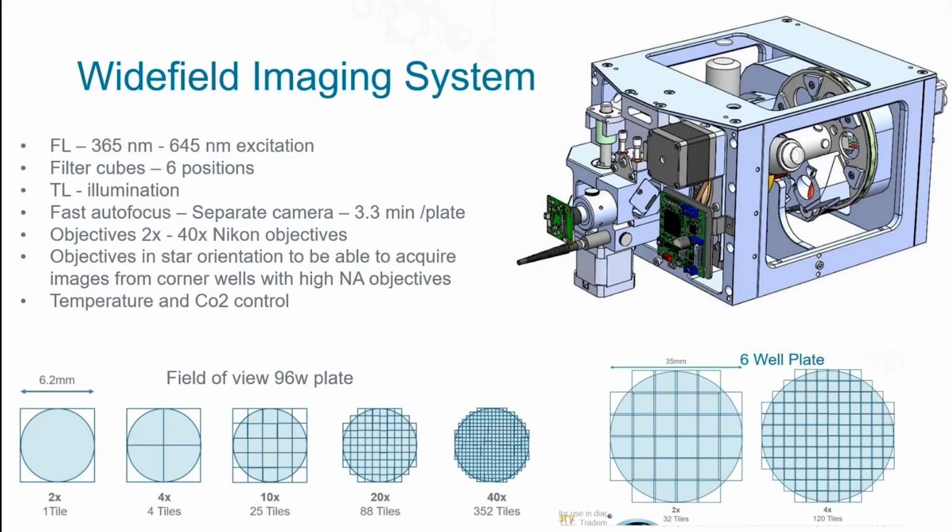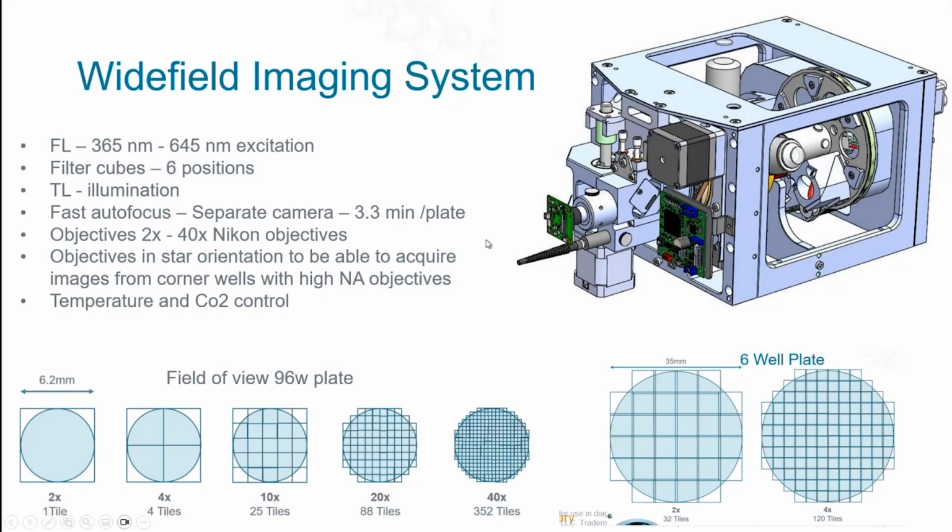We support objectives between 2x and 40x magnification, and the objectives are oriented in the starlight configuration, as it can be seen here on the right-hand side, to allow the image acquisition of corner wells, even with larger magnifications.